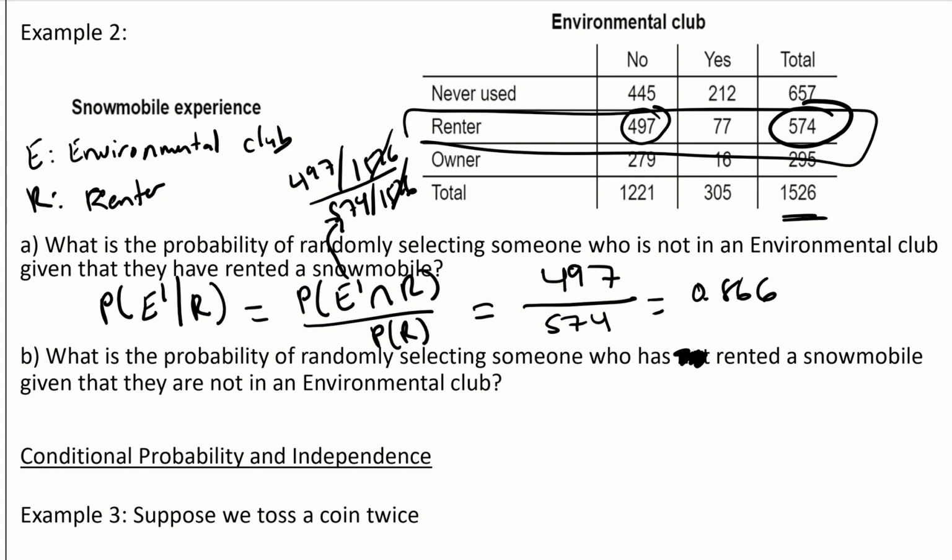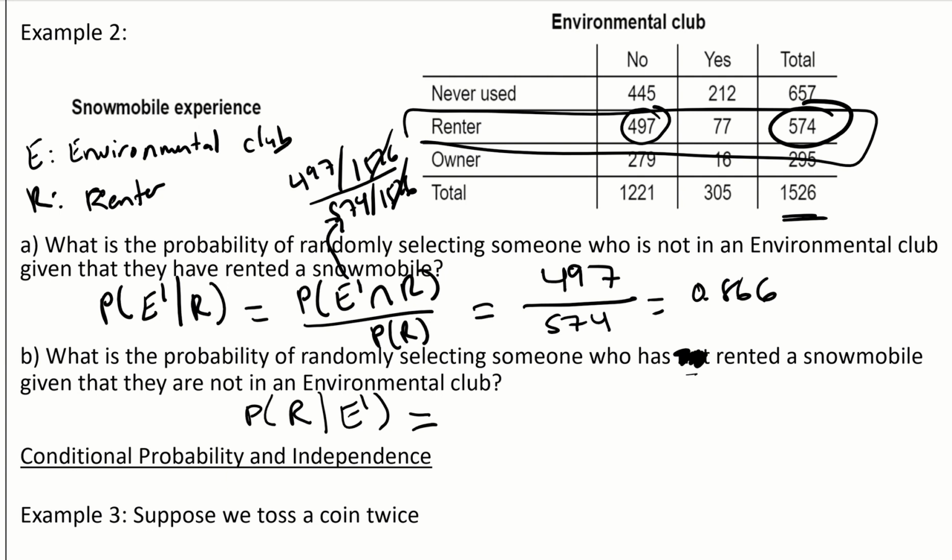All right, so for part B, what is the probability of randomly selecting someone who has rented given that they are not in an environmental club? And if you have the notes, I crossed this out. It says not rented, but it should say rented. All right, so the probability that they rented given that they're not. So notice it's the reverse of that.